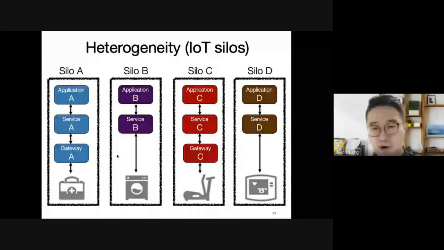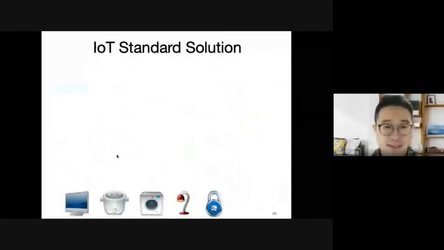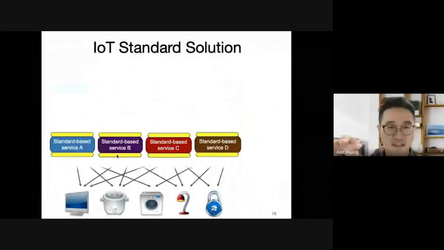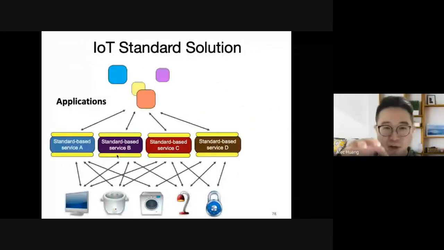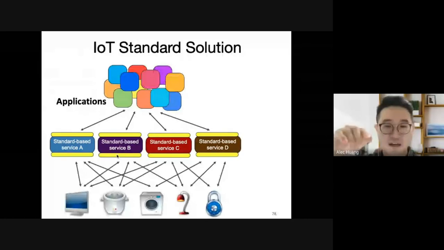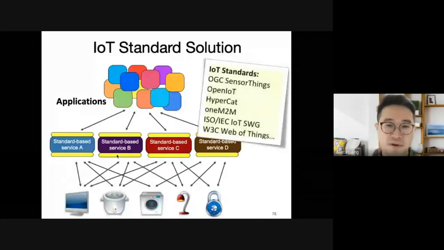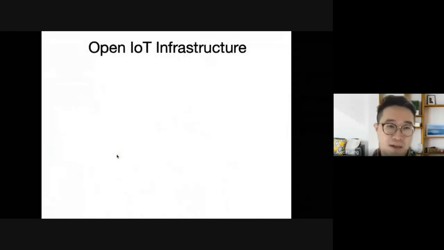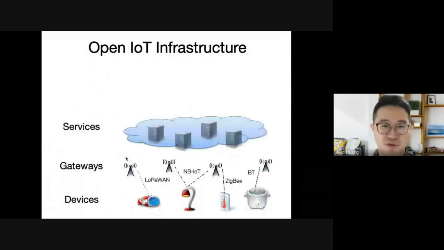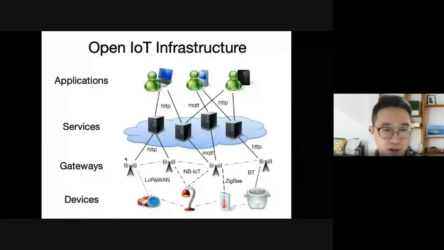It's a heterogeneity problem, or in other words, the interoperability issue. So in order to achieve the vision that the different IoT devices can communicate with each other, like the carpet and the vacuum, you need to achieve interoperability by having standards. So we need some open IoT infrastructure to achieve that. All the communication needs to follow standards so that devices can understand and exchange information between each other.